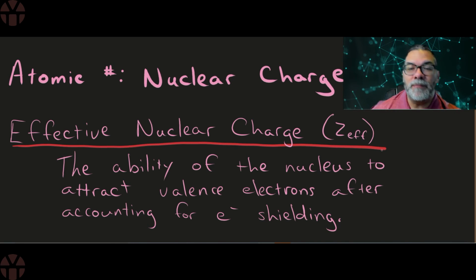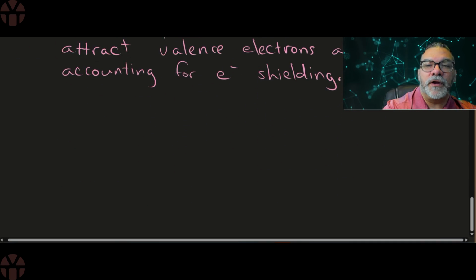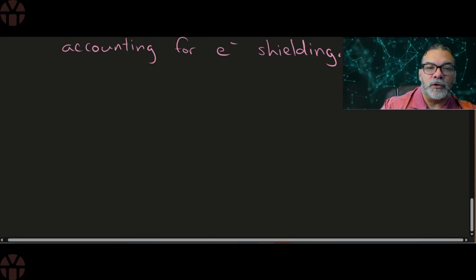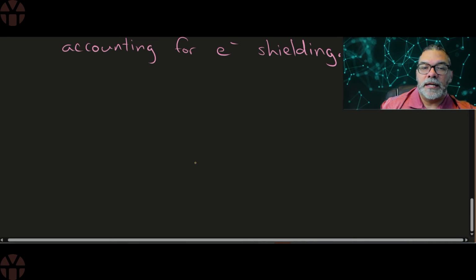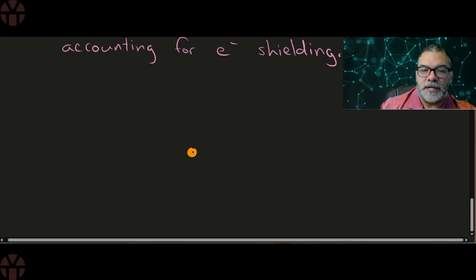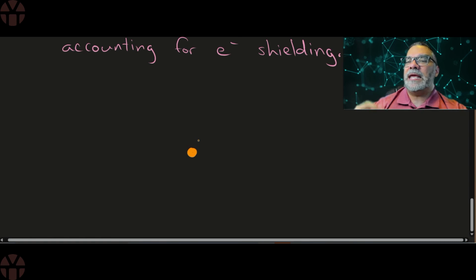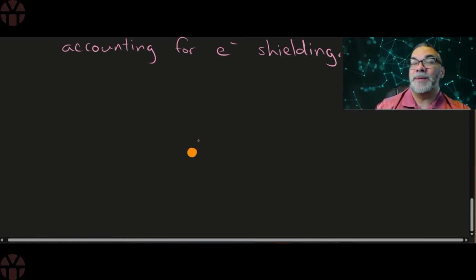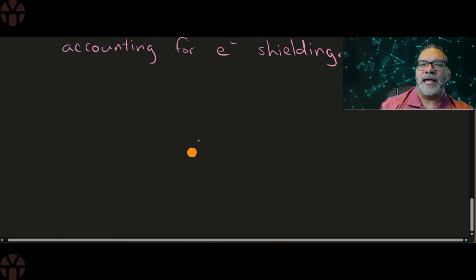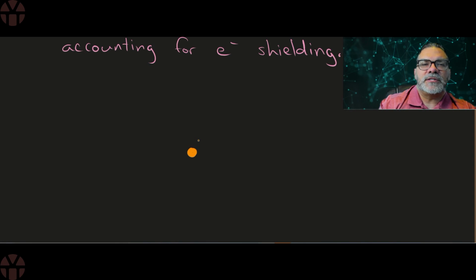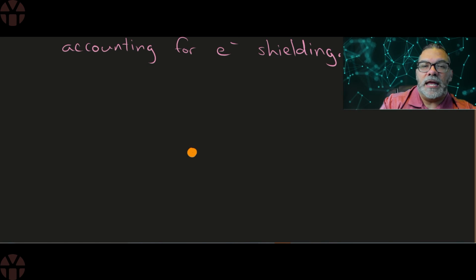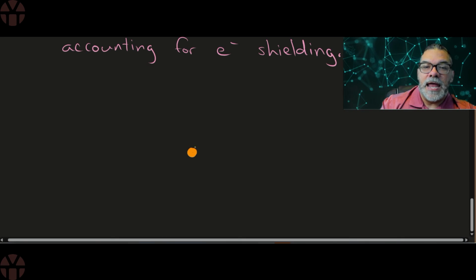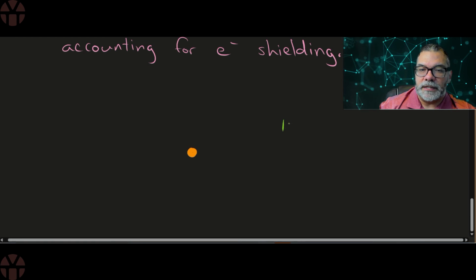So what do we mean by that? Well, to figure this out, it's best if we have a little drawing to give us an idea of what's happening. Let's pretend for a moment that this represents my nucleus. It has a certain nuclear charge. Let's say, for the sake of argument, we were looking at something like neon, so we're going to give this guy 10 protons.